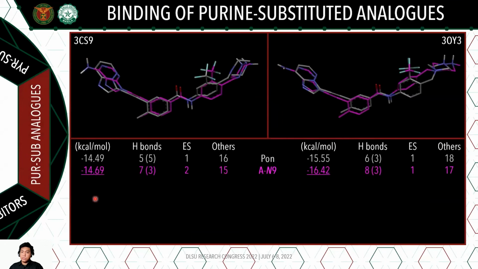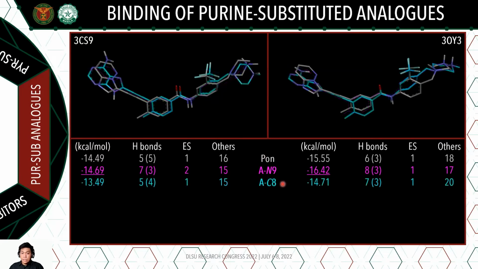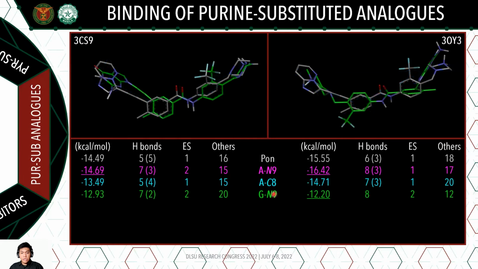For the purine-substituted analogs, so here is AN9, and you can see that it has slightly better binding energies than ponatinib. This is AC8. This is GN9, so it has a remarkable inverted pose in the binding pocket. And it has a significantly weaker binding as compared to that of ponatinib in the 3OY3 model.